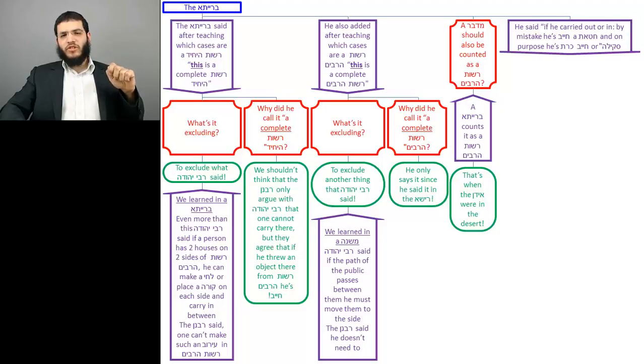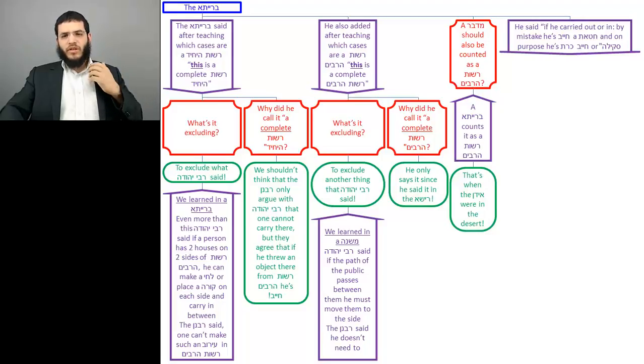When the Braisa finishes describing the Reshus HaYachid and the Reshus HaRabim, it goes on to teach us the din related to the Reshus HaYachid and Reshus HaRabim. And it says, if a person carries from Reshus HaYachid to Reshus HaRabim, or from the Reshus HaRabim to the Reshus HaYachid, if he did it b'shegeg, he's chayav to bring a korban chatas. If he did it b'mezid, he's punished with karas or skila, depending if all the conditions needed for skila are in place or not.